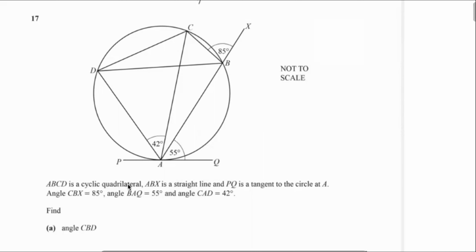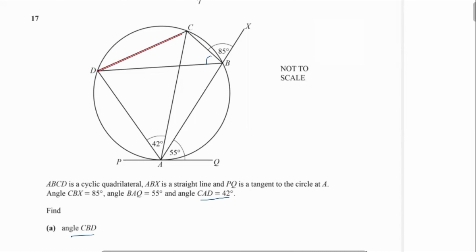Question 17, ABCD is a cyclic quadrilateral, ABX is a straight line, PQ is a tangent to the circle at A, and angle ABX is 85, BAQ is 55, the angle CAD is 42 degree. Now we have to find the angle CBD. Firstly, you will use the angle properties, angle in same segment. You see here, this is the angle we have to find, CBD. Now this angle CBD, we see which chord this angle makes. You see here, this is the chord DC.